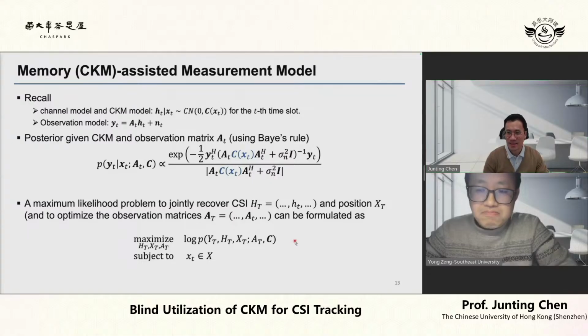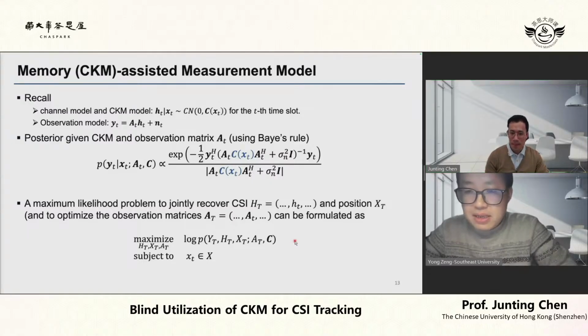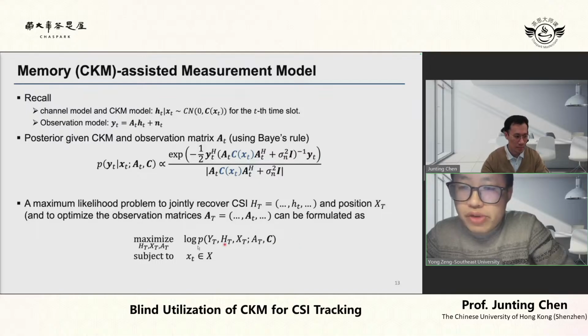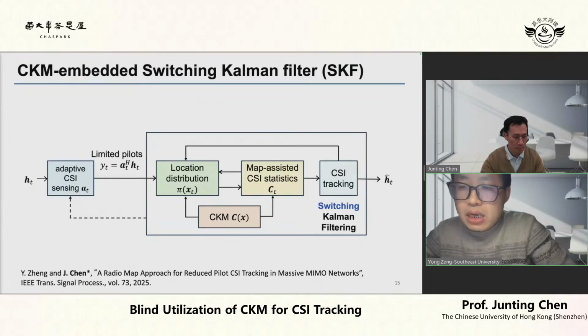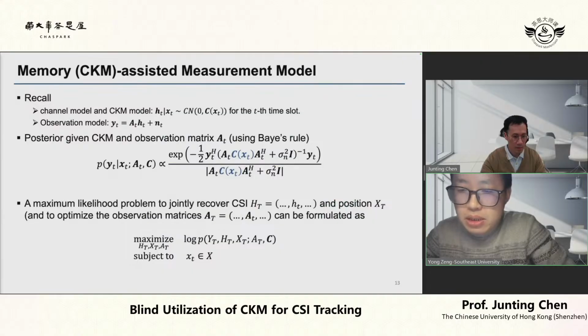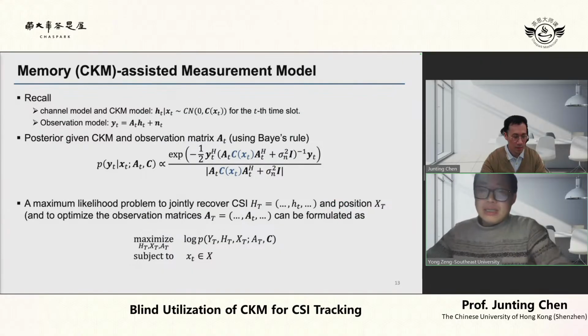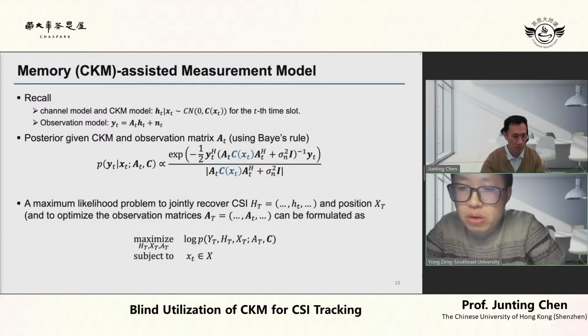Okay, the next question is: SKF, the switching Kalman filter, is it a specific implementation algorithm for the previous Bayesian joint CSI and position recovery framework? Compared with the traditional Kalman filter, what limitations of Kalman filtering does SKF solve by introducing the position distribution tracking?